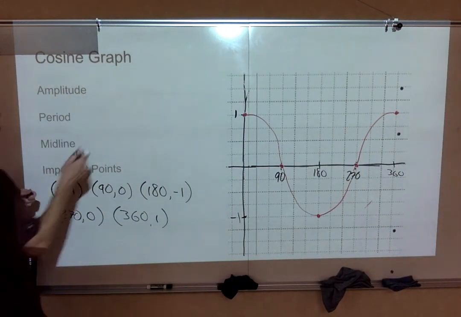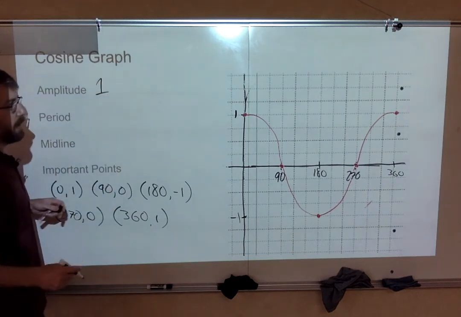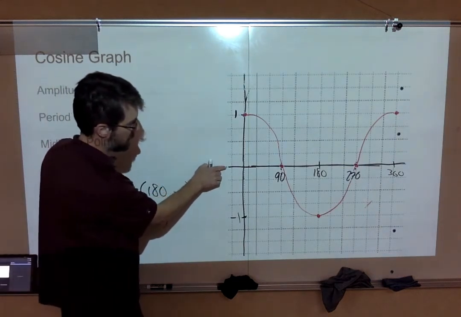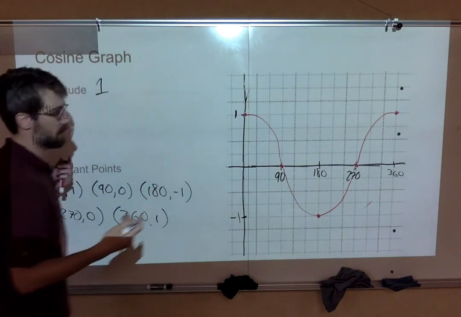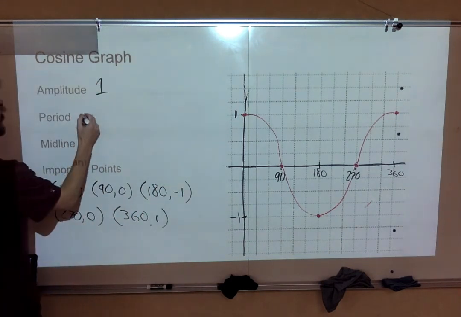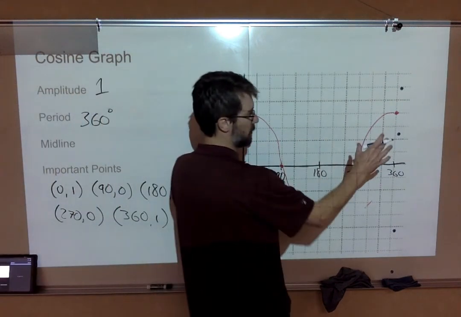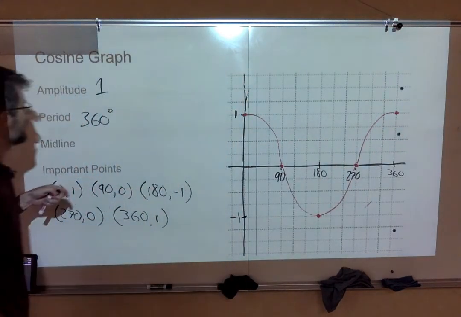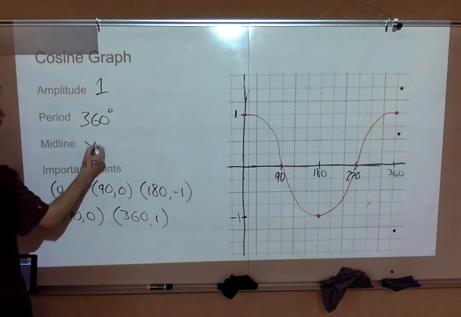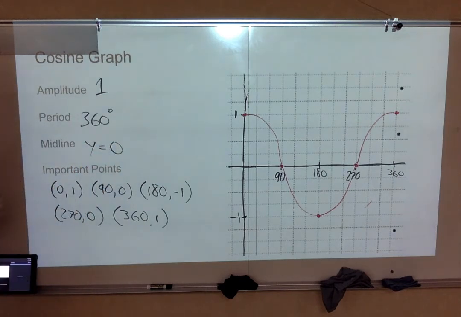Amplitude, again, is 1. It's the same, right? The height between the midline and the top is still 1. The period is still 360 degrees because this pattern would continue to repeat every 360 degrees. And then the midline is the same for this one, y equals 0.